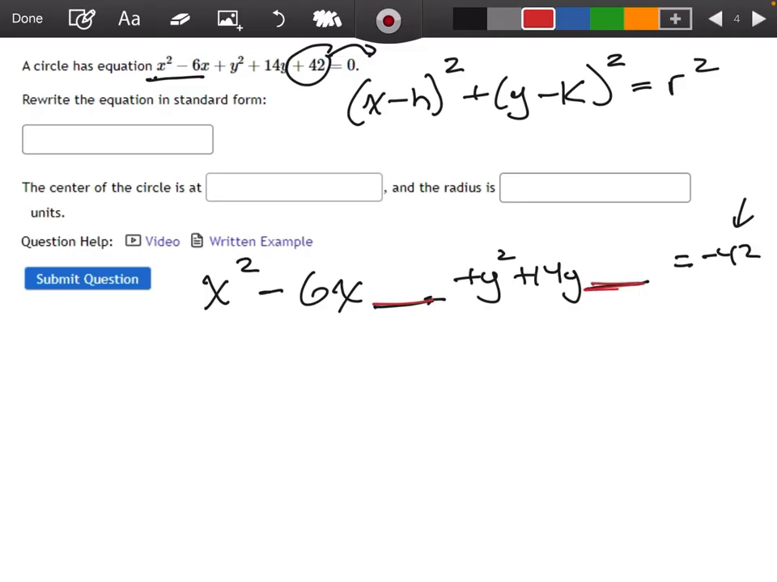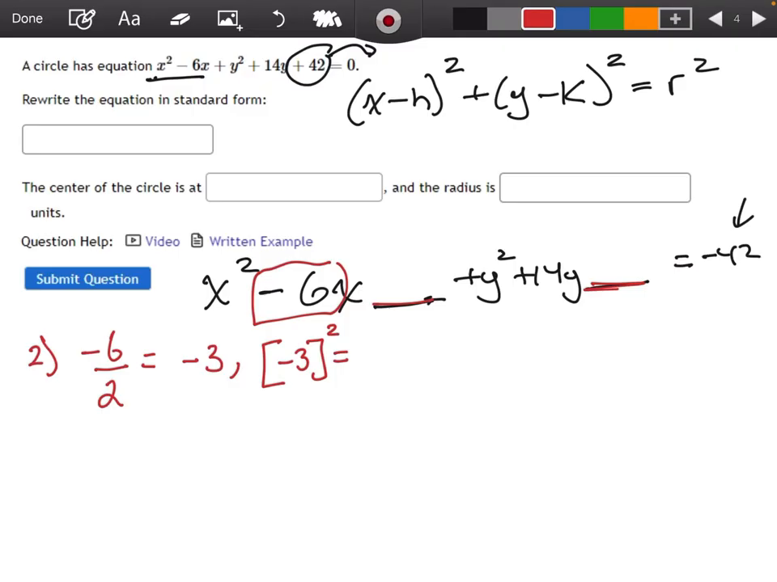Okay. Second step, y'all. We're going to take the number in front of the x. Okay, so the number in front of my x, negative 6. So this is step number 2. Negative 6, we're going to divide it by 2. That gives me negative 3. Then we're going to take that number, negative 3, and square it. We're going to get the number 9. And I'm going to put a plus 9 right here, and a plus 9 right over there.